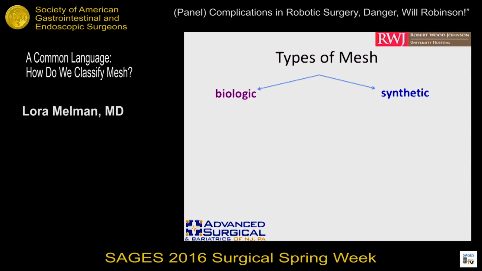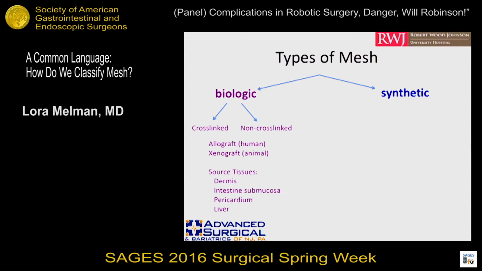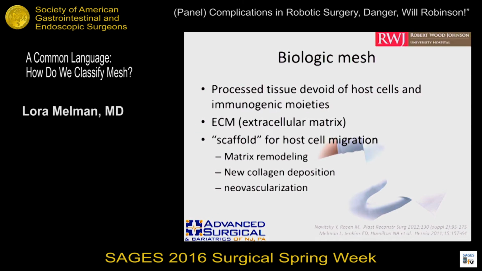So today we're going to concentrate on biologic mesh and synthetic mesh, those two main categories. Biologic meshes basically can come in two flavors, so to speak. One is a cross-linked form and one is non-cross-linked. And then you have to consider the source tissue, be it an animal source tissue or a human-derived tissue. Biologic mesh is basically tissue that is processed so that it's devoid of any immunogenic moieties or anything that would cause rejection, per se, of the matrix material. It leaves behind just the scaffold, if you will, for new cell ingrowth and revascularization and ingrowth of tissue.